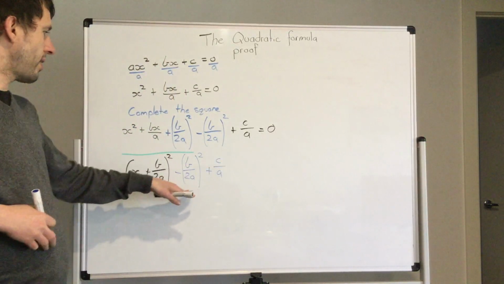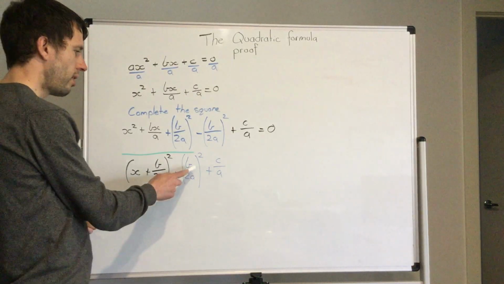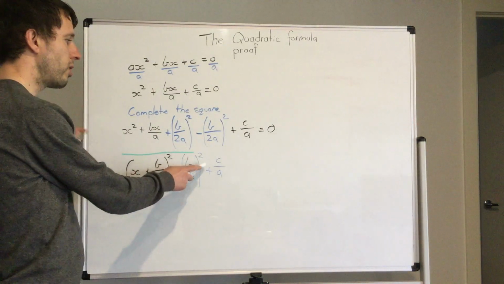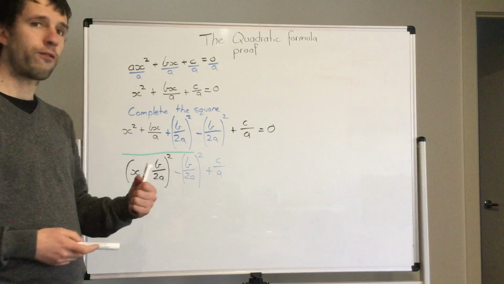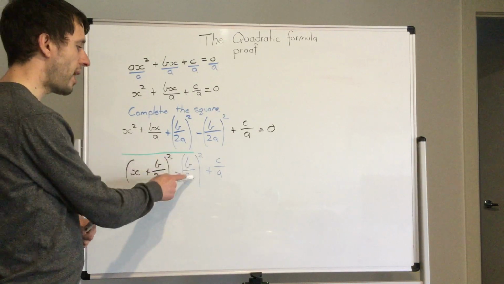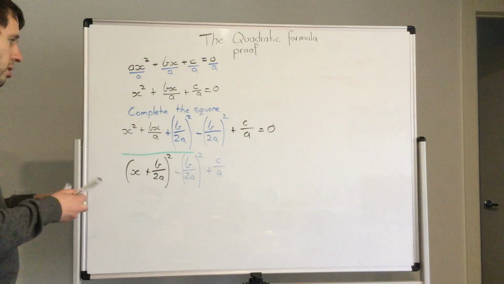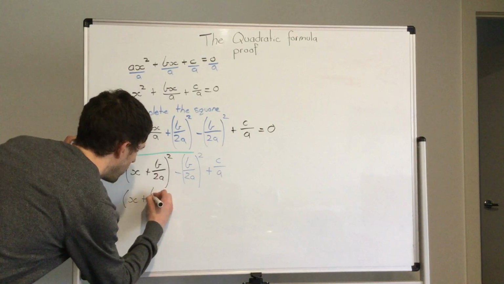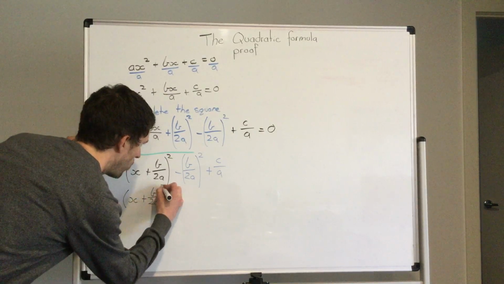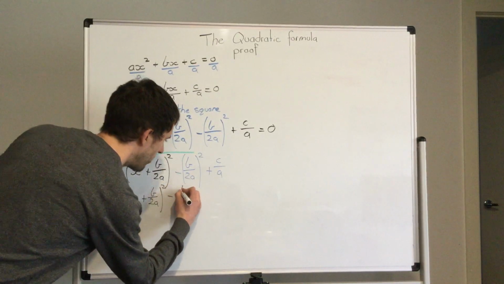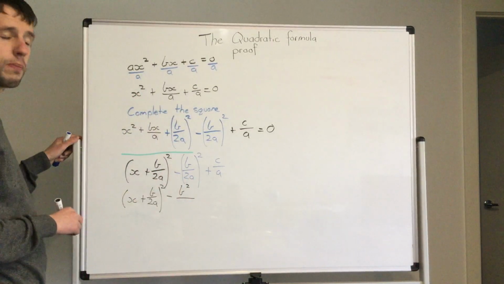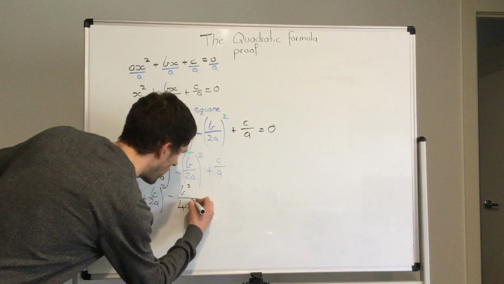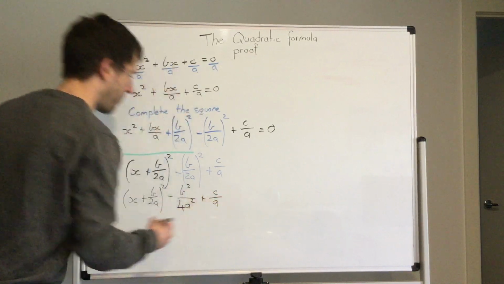So now I would like to expand some of this. So this square, that means, think about our index law rules. When it's got a square on the outside of a bracket and inside we've got a fraction, that means the top is squared and the bottom is squared. So I'm going to rewrite that and solve that. x plus b over 2a squared minus b squared, and everything on the bottom is being squared. So 2 squared is 4a squared, plus c over a.